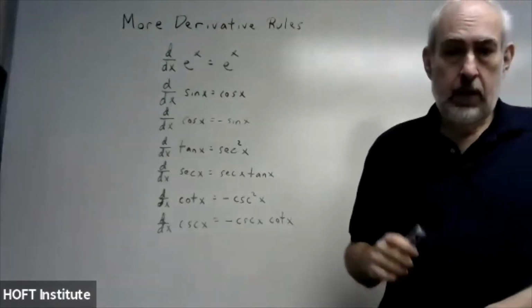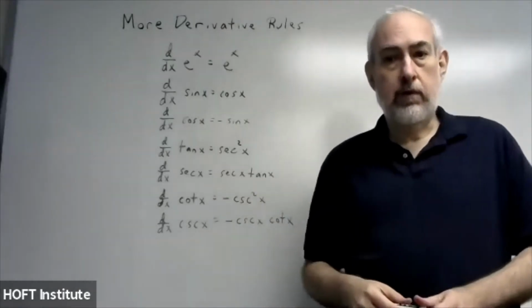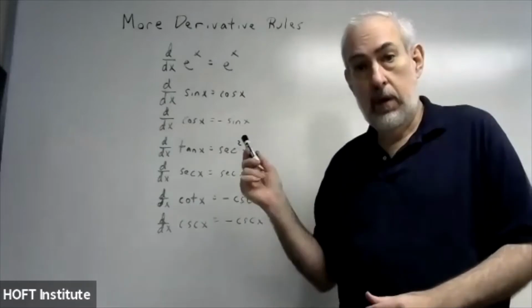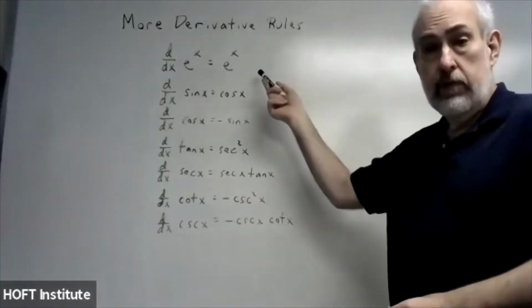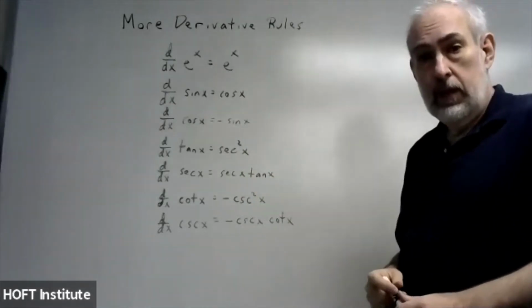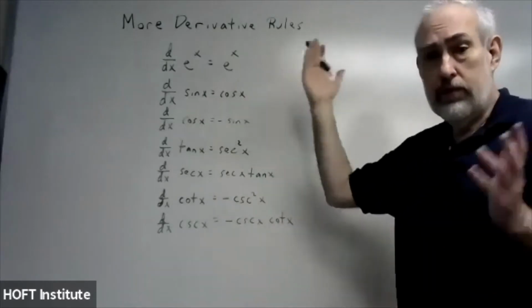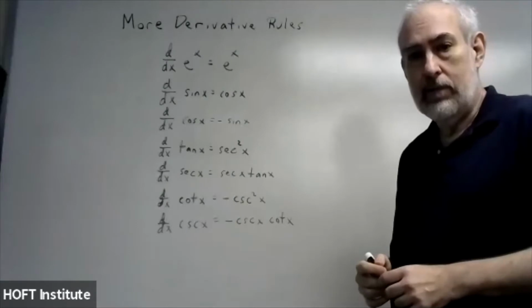Hello again. Today we're going to look at some more derivative rules and do a couple more examples. So here we have the derivative rule for exponents, specifically e to the x, which is a very simple derivative rule. The derivative of e to the x is simply e to the x.